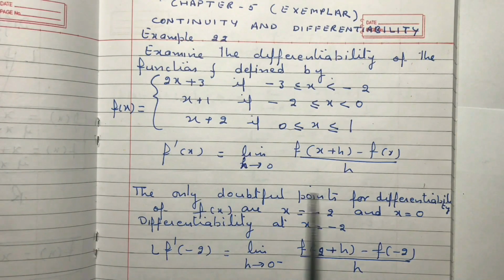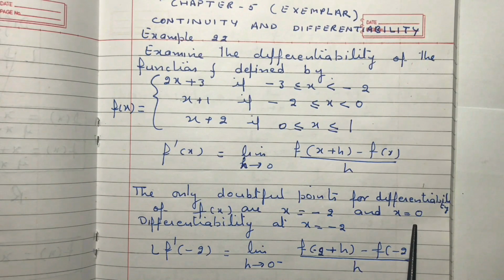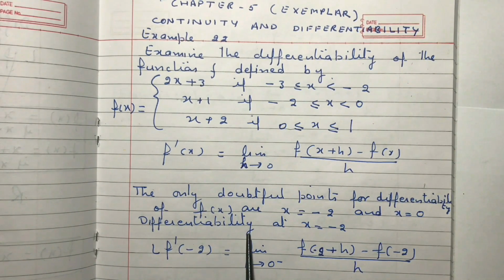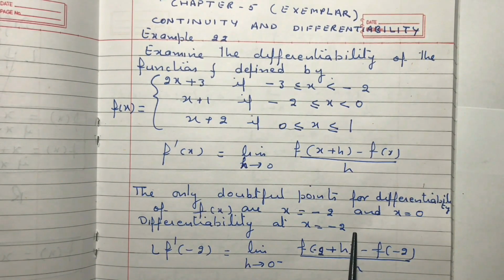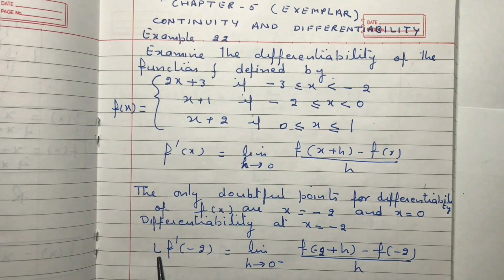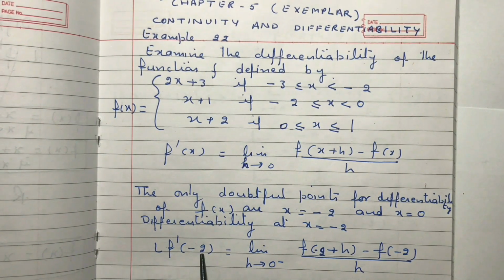The only doubtful points for differentiability of f(x) are x = -2 and x = 0. First, we will find the differentiability at x = -2. So the formula for the left hand derivative at -2 is f'(-2) = limit h tends to 0 minus of [f(-2 + h) - f(-2)] / h.